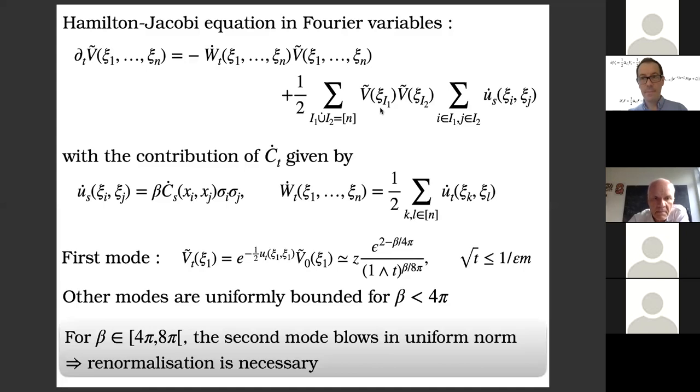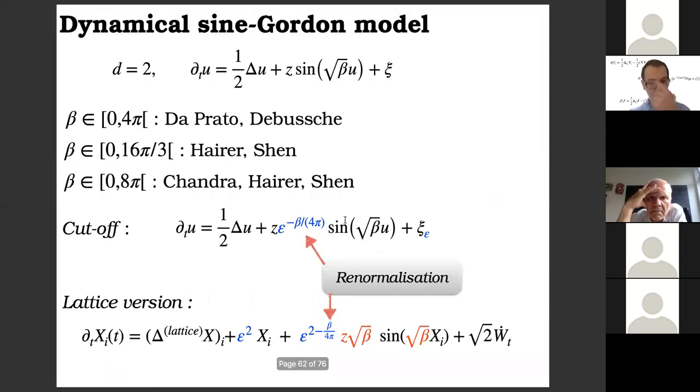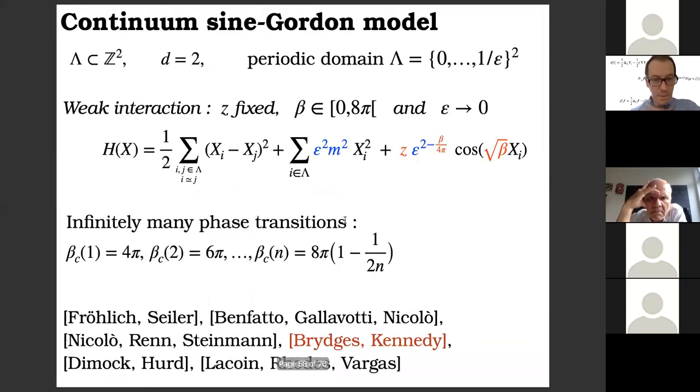Hello, this is Stefan Holland speaking. Could you remind us of the work by Benfatto on the sine-Gordon model? What range of coupling constant was he able to deal with? Can that be compared to your analysis? Were they able to reach 8 pi?